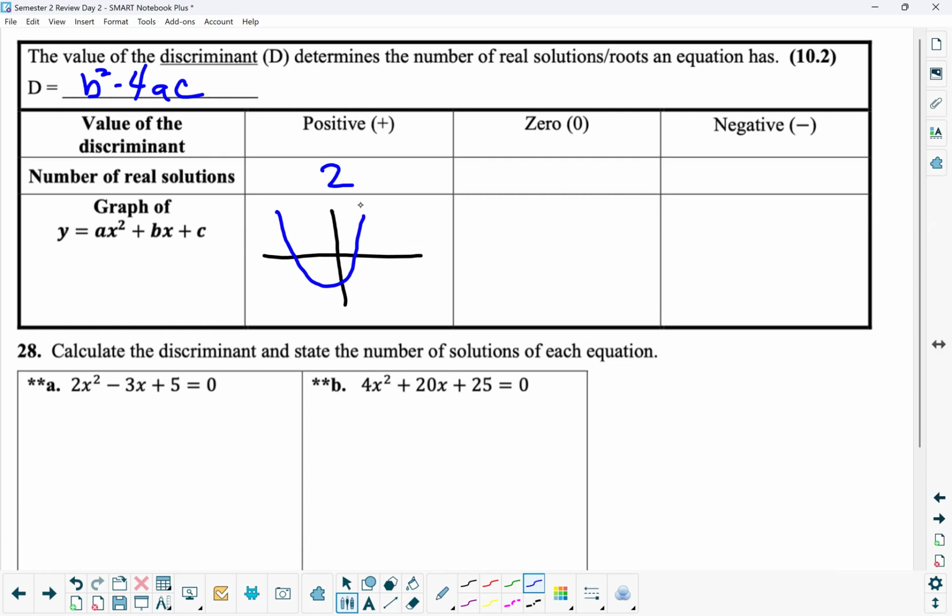crosses the x-axis twice. It could be upside down as well, but I'm just going to draw it right side up. If the discriminant is 0, we have one solution. This would be a graph that comes up and touches the x-axis but does not cross. But it does touch at that one point. The vertex is on the x-axis. And if our discriminant is negative, we have 0 solutions. This is a graph that does not ever touch the x-axis. Might look something like that.